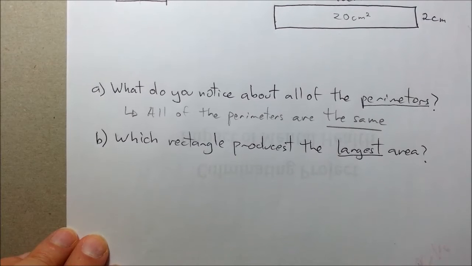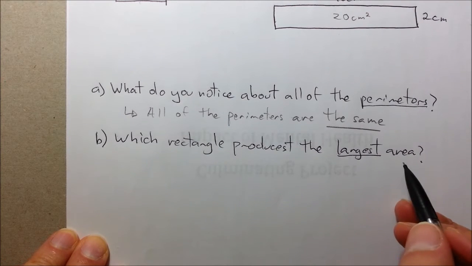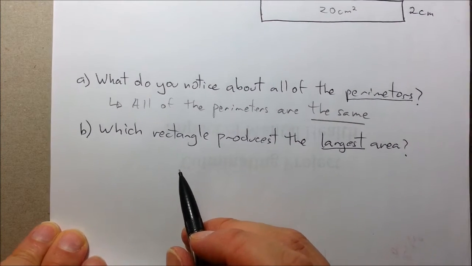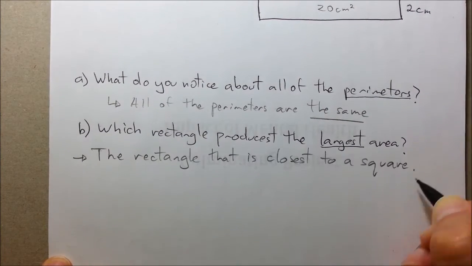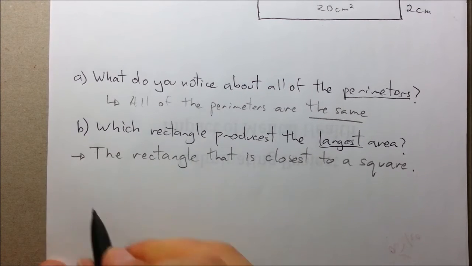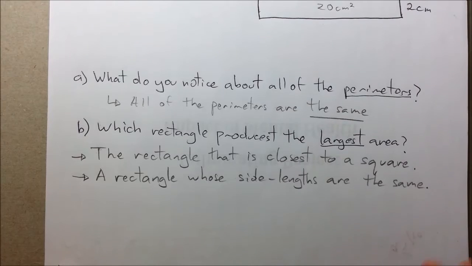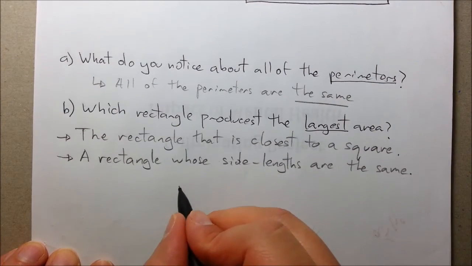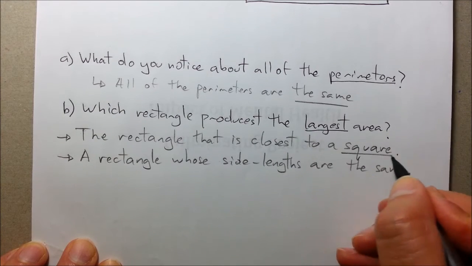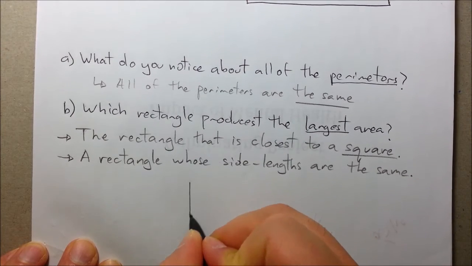I think you see where this is going. Which rectangle produces the largest area? Well, the rectangle that is closest to a square. So let's write that down. Another way to put it is a rectangle whose side lengths are the same. And of course, let's do a small sketch of that rectangle that is closest to a square.